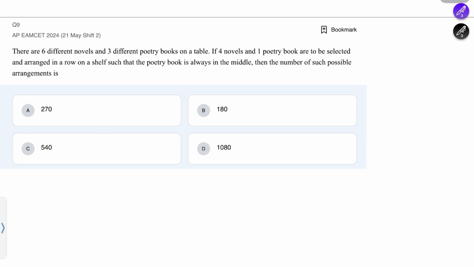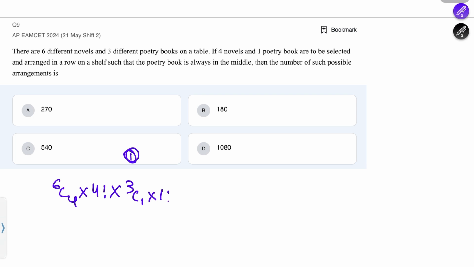Firstly, select four of the six different novels, so 6C4, correct. And arranging them is 4 factorial. Next, the poetry book is 3C1 and 1 factorial. It is already in the middle, so you can skip the arrangement and only select the one. Any book can be selected for the middle, no problem. So that's the only answer.